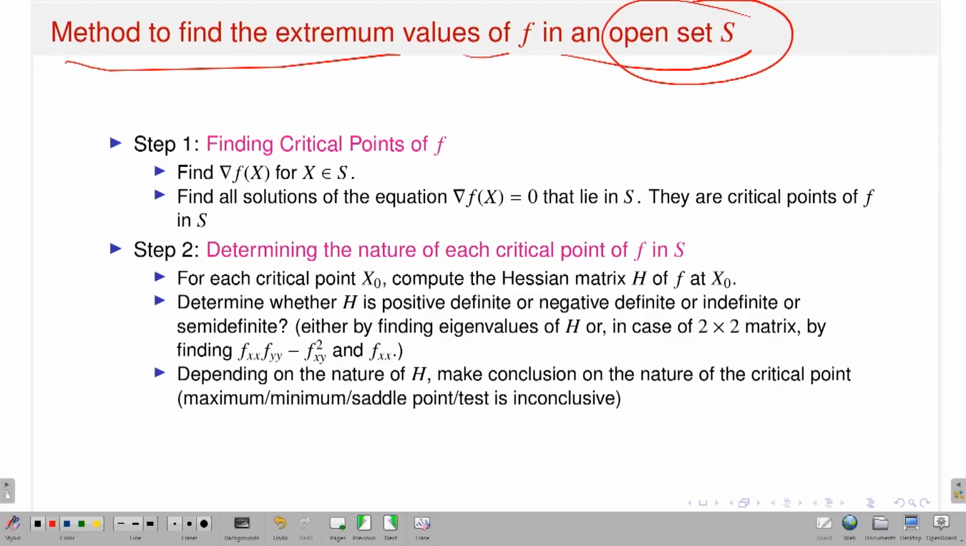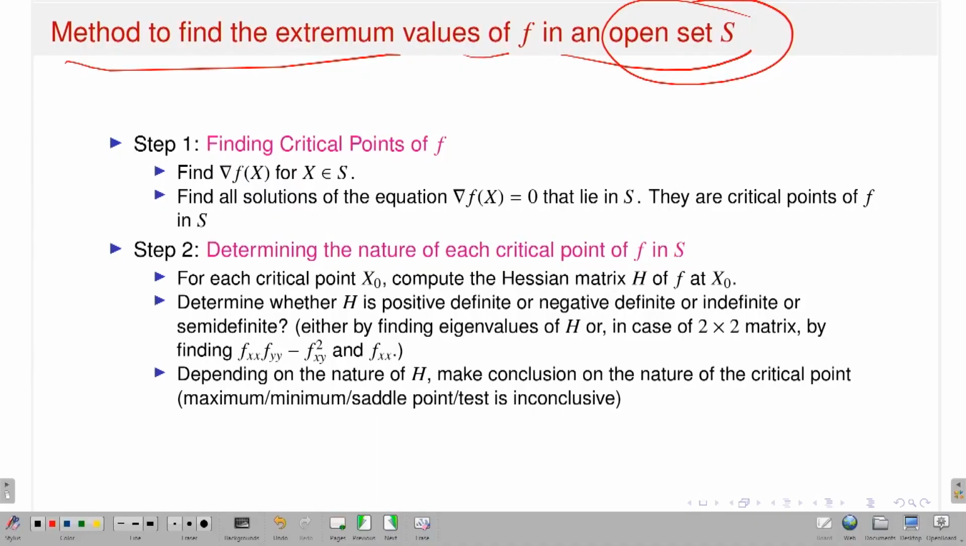Automatically I am not considering the boundary points. And if my function is very nice, that means the first order partial derivatives and second order partial derivatives exist and are continuous, then you just go through the critical points, and at the critical point you calculate your Hessian matrix, classify it as positive definite, negative definite, indefinite or semi definite, and then conclude whether it will have a local maxima, local minima, or saddle point. So, that is the process.